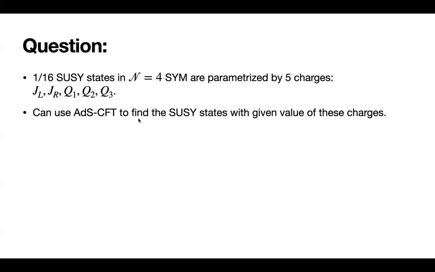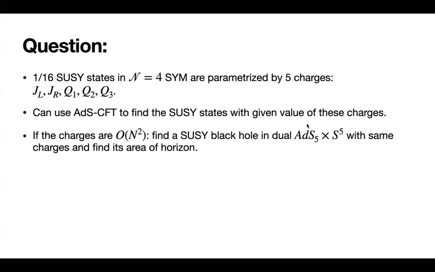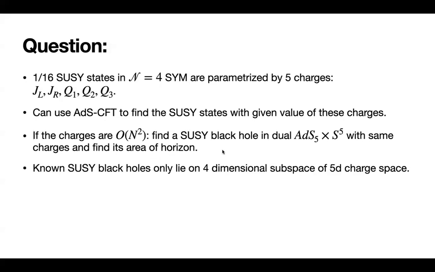Now we can use the AdS/CFT correspondence to find the number of supersymmetric states with some given value of charges. Now suppose these charges are of order N^2. What we can do is find supersymmetric black holes in the dual AdS_5 times S^5 with the same charges and use the famous Bekenstein-Hawking entropy formula to find the entropy of these states by just computing the area of the horizon of this bulk solution.